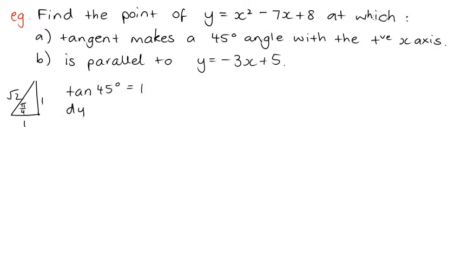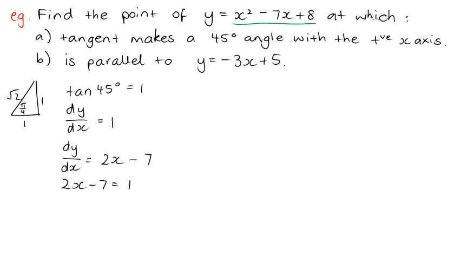So we also know that dy dx is going to equal 1. So what is dy dx? No, what is dy dx, the derivative of the function? Derive each term. Yeah, so x squared is 2x. Bring the power down, minus 1 from the power. Negative 7x is negative 7. So 2x minus 7 equals 1.